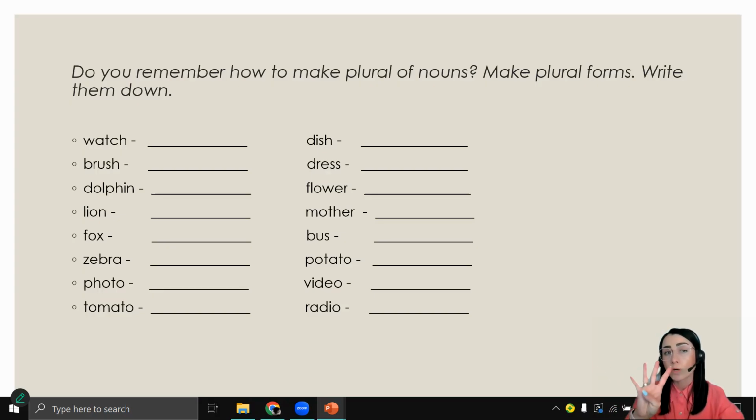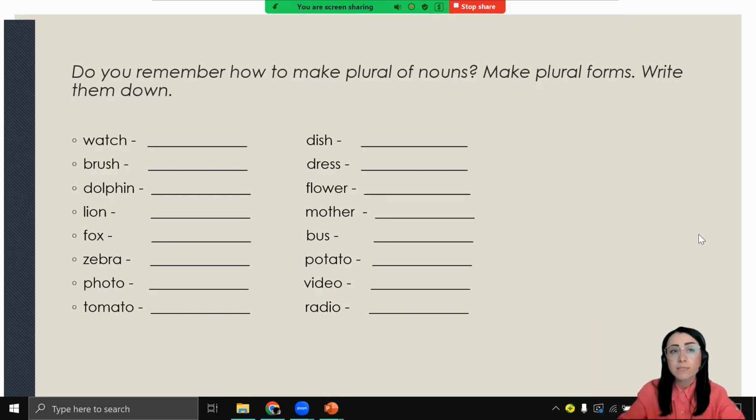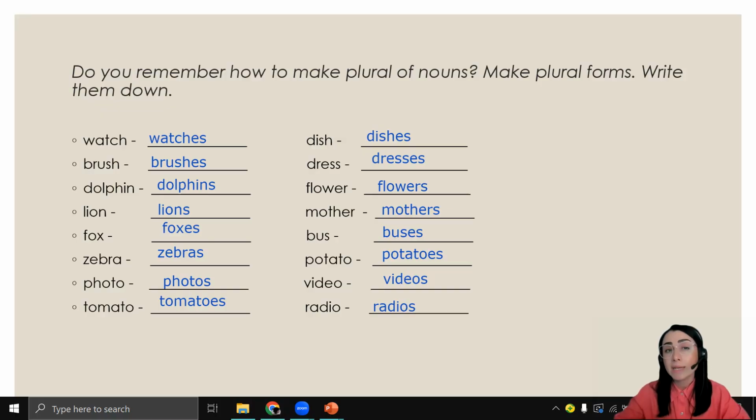And rule number 4, if the word ends with f or fe, f or fe disappear and the ending in plural will be ves. For example, knife, knives, wife, wives, leaf, leaves. Now make a pause and write down the plural form of these words. Then check your answers. Correct answers. If you have any questions about how to make plural forms, you can ask me in comments down below.